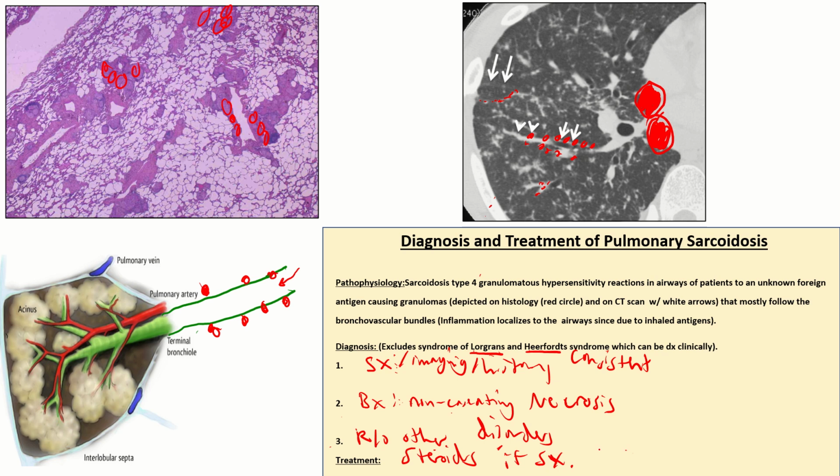Other DMARDs, let's say if you're trying to get someone off steroids, especially if they have some arthritis, which a lot of people with sarcoidosis do, would be methotrexate. And if really refractory, this is a T-cell mediated disease, so think of biologics that decrease T-cell response, as well as decrease macrophage response, and that would be your TNF-alpha.